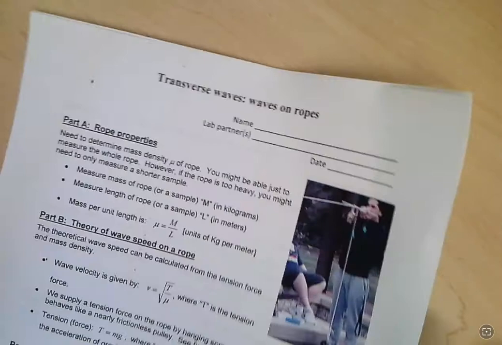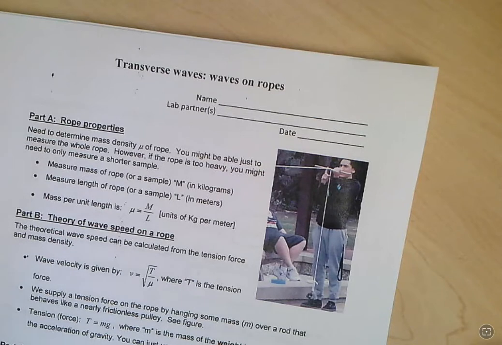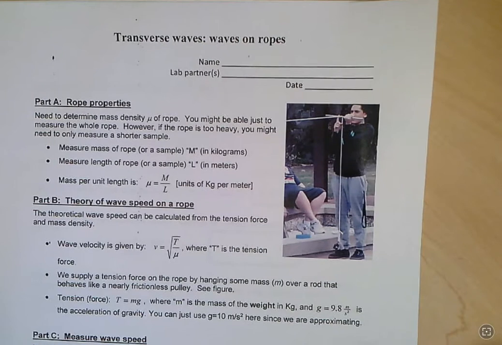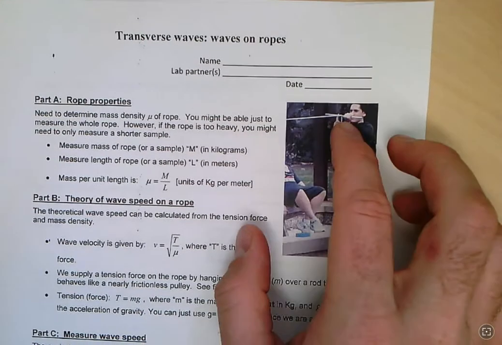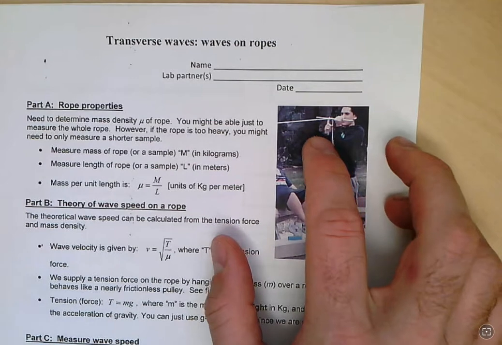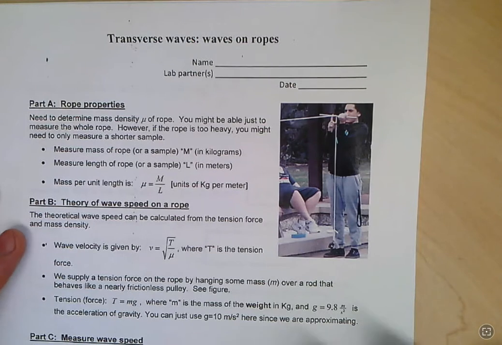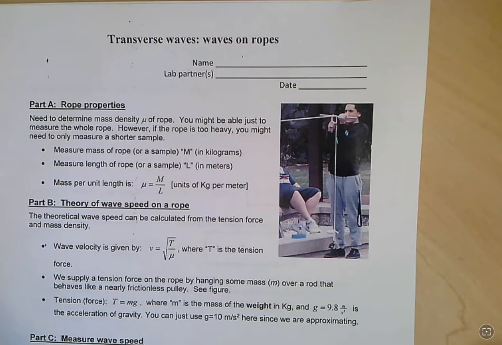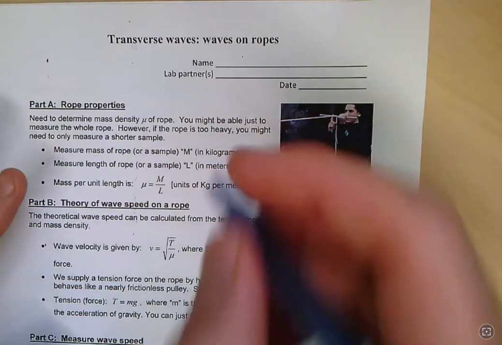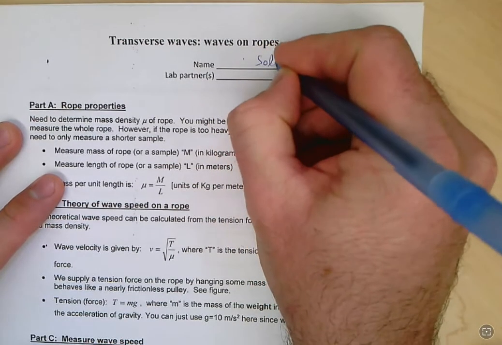Hopefully you've had the experience now of watching transverse waves on ropes, very similar to this picture here, where one student is letting the rope drape or dangle over a metal rod, and the weight is actually what's providing the tension in the rope. I'd like to go over a sample calculation with you so that you can make sure you're doing this correctly. I'll call this an example solution.